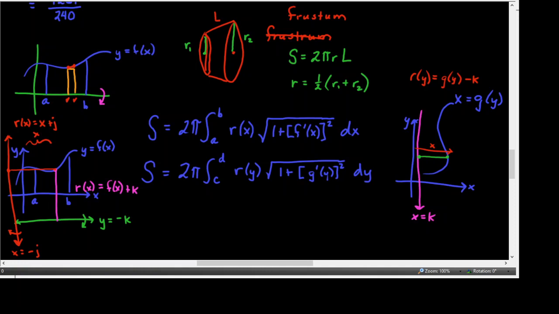Or if the axis of revolution were a horizontal line at, let's say, y equals negative j, is our axis of revolution. I forgot to indicate on this one that this is the axis of revolution there.